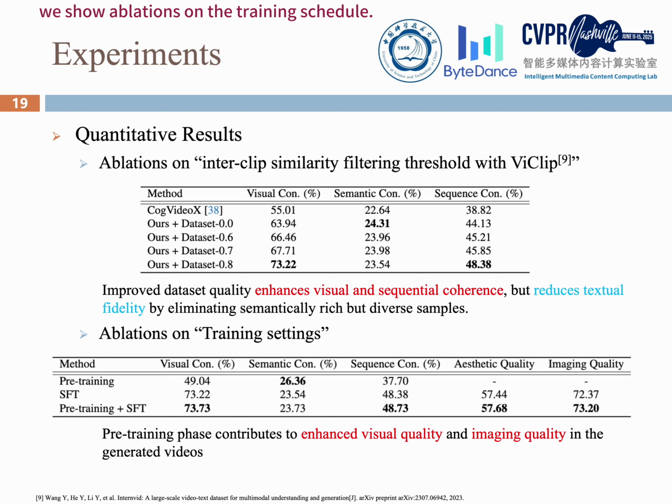On the bottom, we show ablations on the training schedule. While supervised fine-tuning alone already produces strong results, adding a pre-training phase boosts performance further, particularly in visual quality and imaging quality. This demonstrates the importance of initializing the model with longer multi-scene structure awareness, which helps the generator handle complex temporal compositions better during fine-tuning.